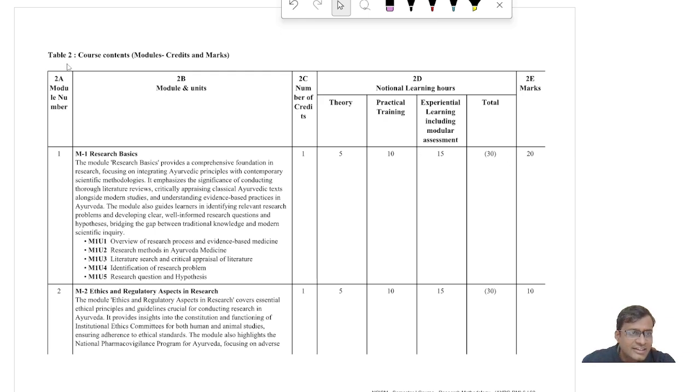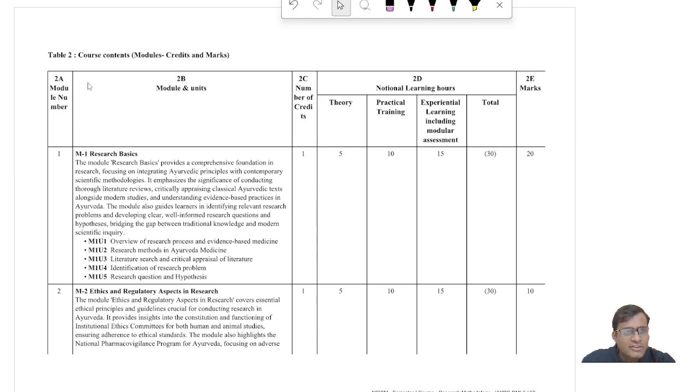So here, you can see Table 2. Table 2 is nothing but the topics covered under this research methodology course. If you separate this table's content, then you can consider it as a syllabus. So the curriculum itself has the syllabus also. There is no need to search for a separate syllabus for research methodology. Table 2 itself is like the syllabus of research methodology. Now the NCISM has divided this research methodology course into modules.